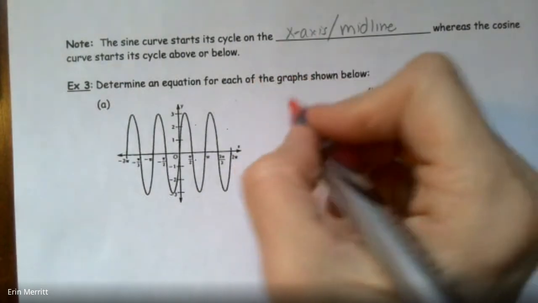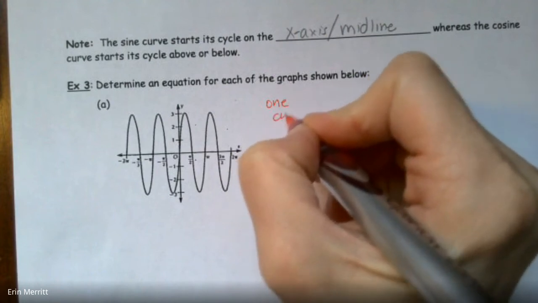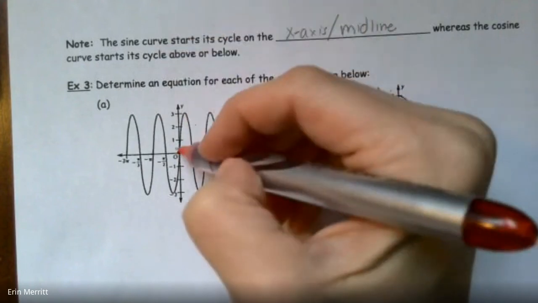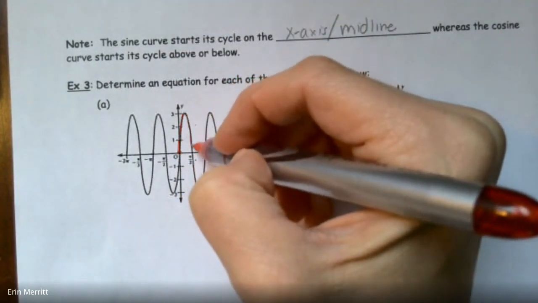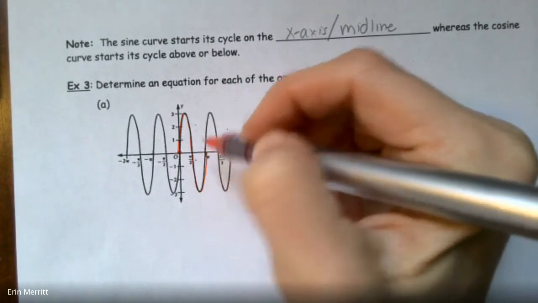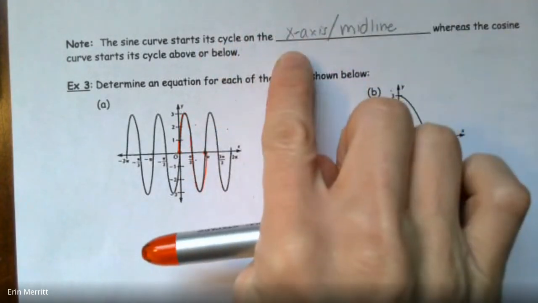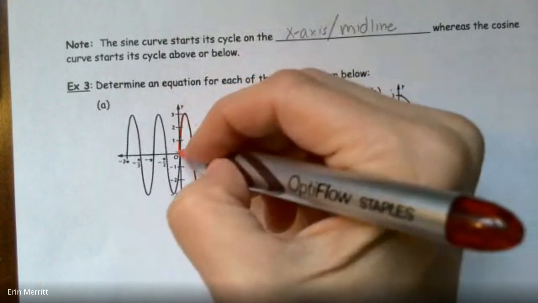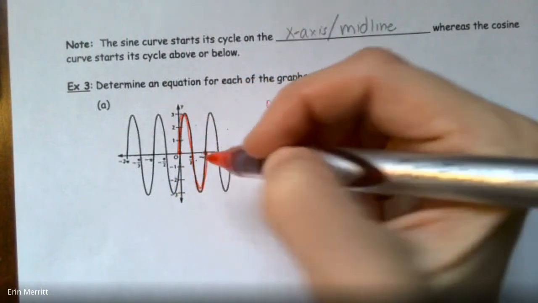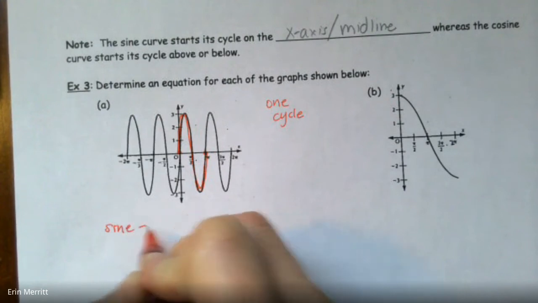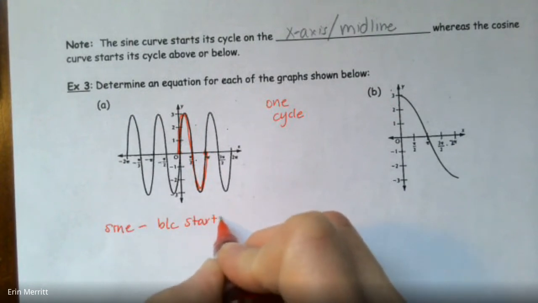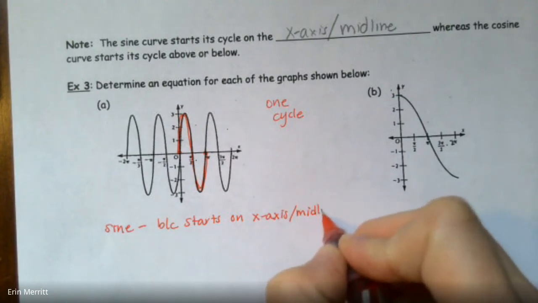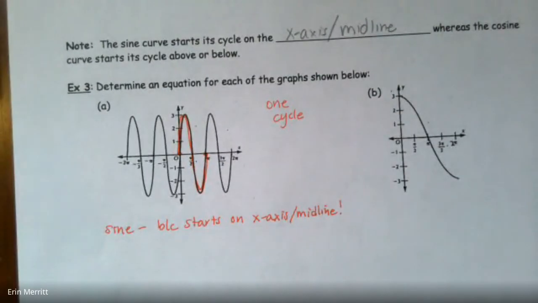So what I want you to do is highlight one cycle. So if I just take my red pen right here, and it starts here, always started at 0, all right? So since I start at 0, I'm going up, coming back down. That alone is telling me something about the graph. So remember this little hint we just said? Sine starts on the midline, whereas cosine would start off. So the fact that this is starting on the midline, that tells me that this is going to be a sine curve, all right? Because it starts on the x-axis/midline.